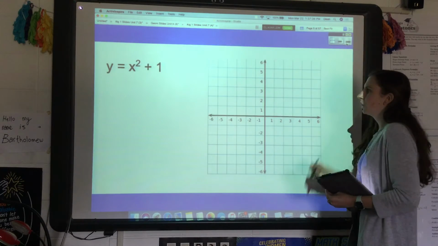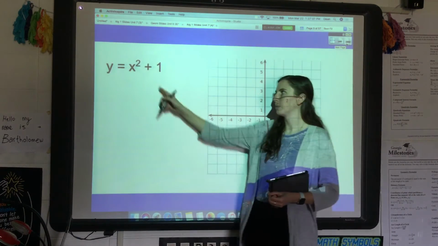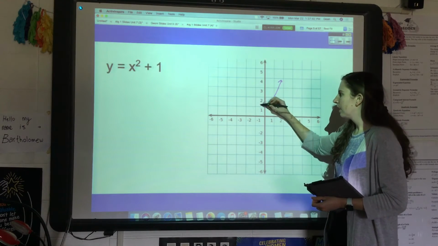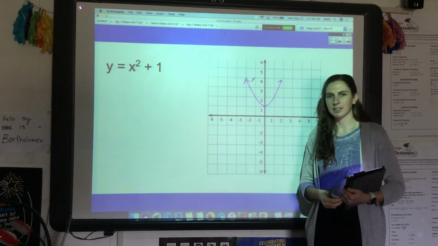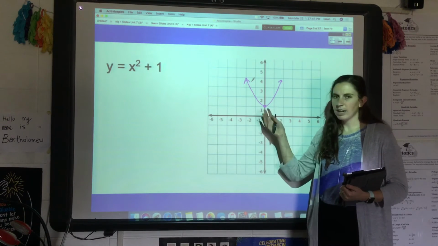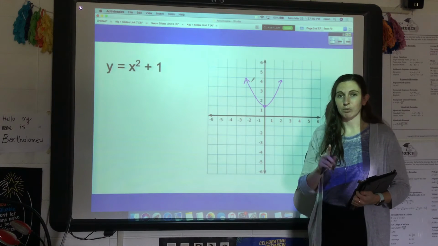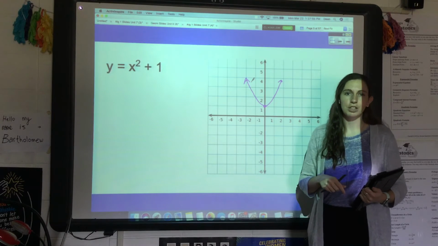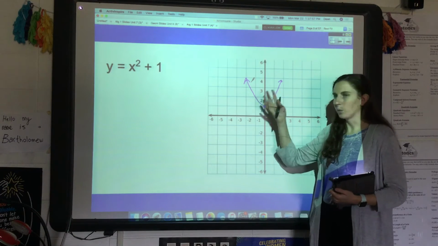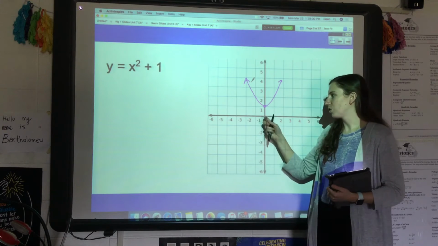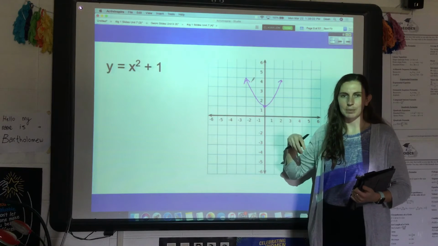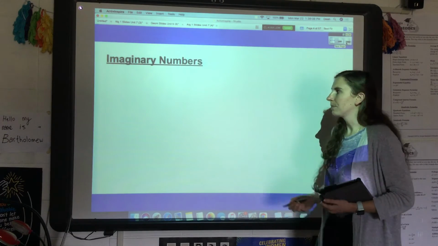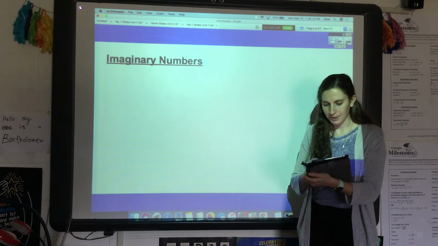However, look what happens with this one. This one gets bumped up 1. So its vertex is here. This one doesn't hit the x-axis. So in the past, we've just said, oh, it has no real solutions. The key being real solutions. It has no real solutions. It still has 2 solutions though, they're just imaginary. So like, where are the solutions? You could actually draw a third axis that's like imaginary numbers, and it would hit the x-axis in that third dimension, but we're not gonna get into that. So basically, here's where imaginary numbers come from.